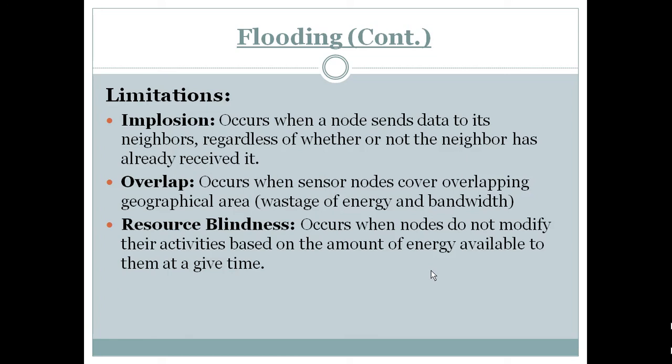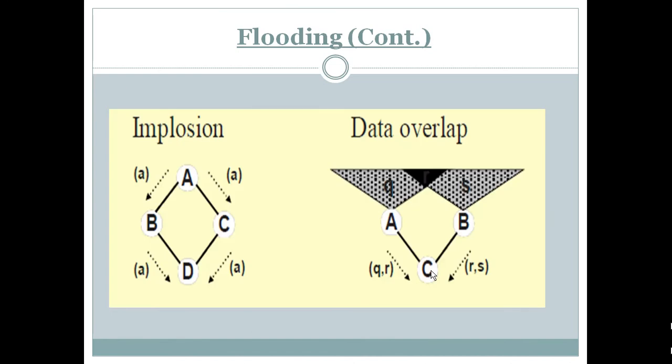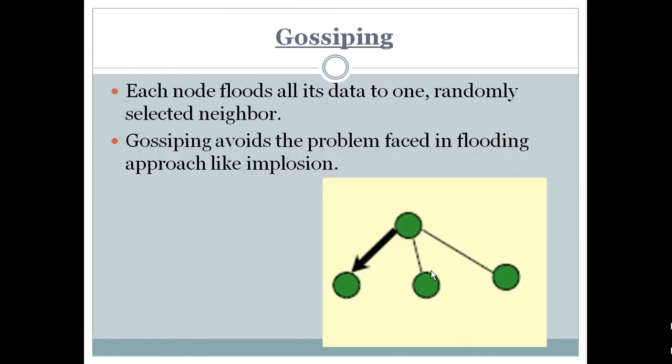So these are the limitations, and as we have studied the limitations, when we are developing new approaches, we are always working towards removing the limitations and improving the previous approaches. So let's look into the next approach, which is gossiping, and here we are trying to remove the limitations of the previous approach, which was flooding.